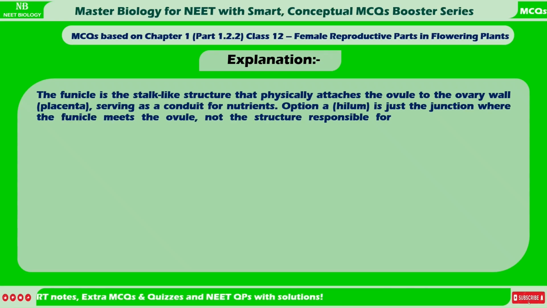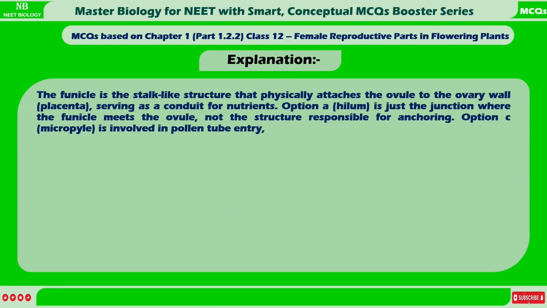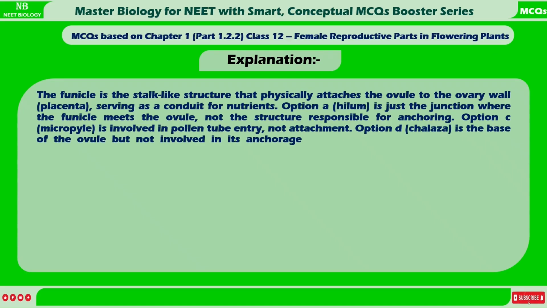anchoring. Option C, micropyle, is involved in pollen tube entry, not attachment. Option D, chalaza, is the base of the ovule but not involved in its anchorage. Therefore, the funicle is the correct anchoring structure.